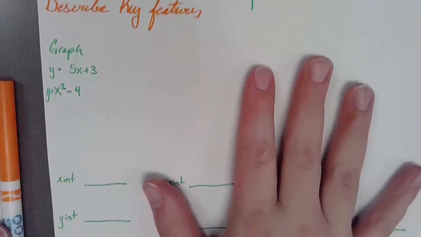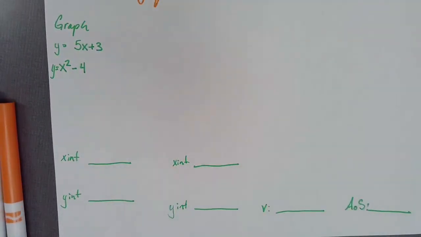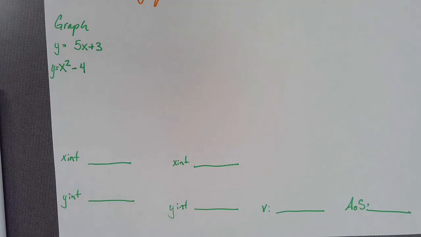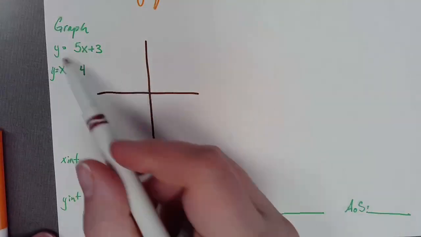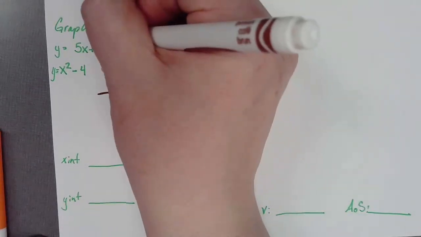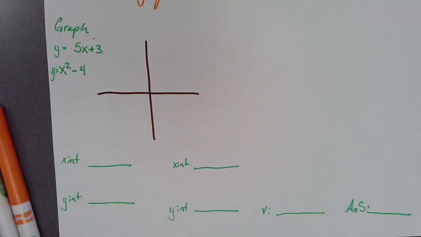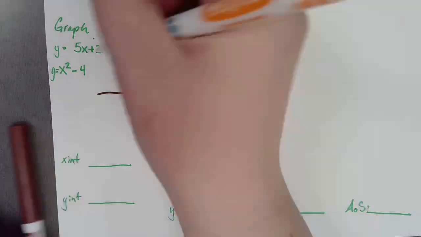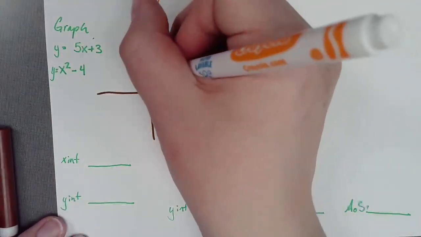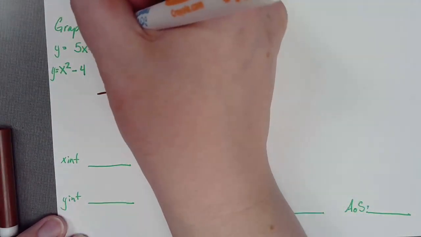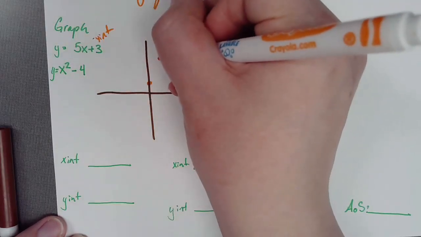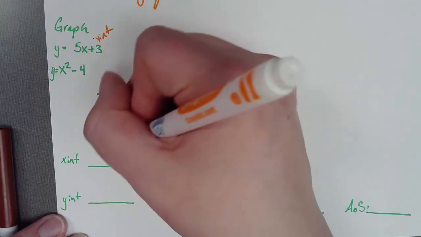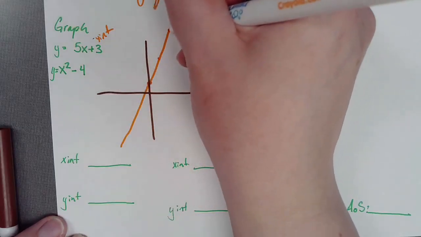Last target is describing key features. So I'm going to give you some sort of equation. It could be linear, it could be exponential, it could be quadratic, something that you're familiar with, and I'm going to ask you to graph them. So I have two different equations here. I'm going to graph the first one in orange, the second one I'll do in green. So I see, hey, it's a linear equation. That means it has a y-intercept and it has a slope. So it starts at 3, has a slope of 5, so that's going to look something like that.